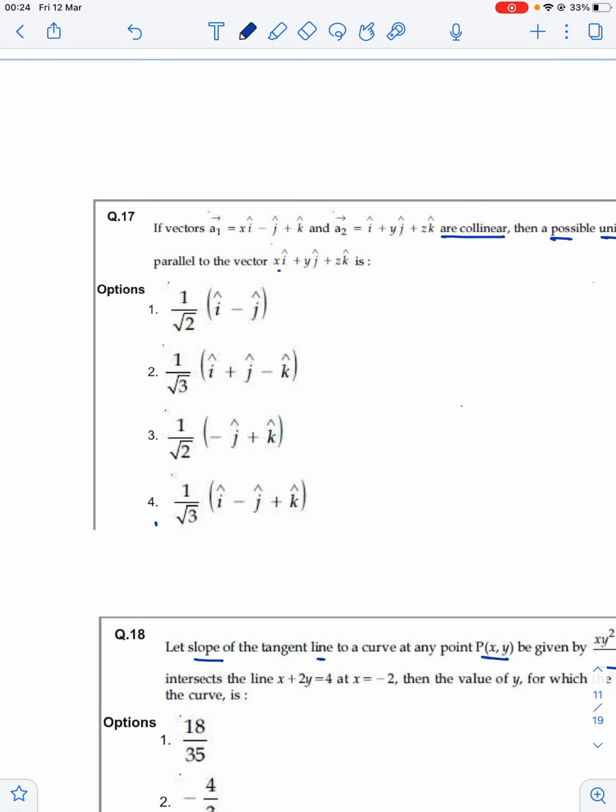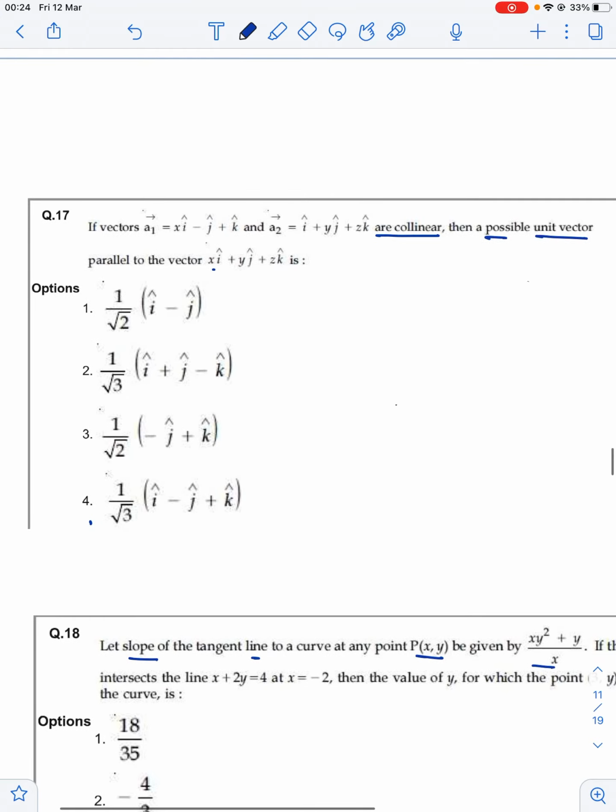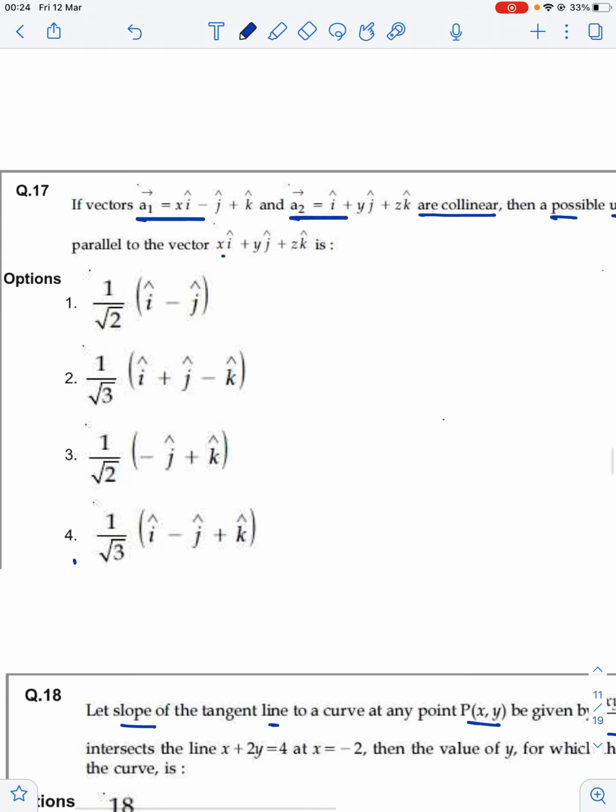Now the question number 17 from vectors. They say these two vectors are collinear, hence a1 vector is lambda times a2 vector, collinear. So then asked: a unit vector parallel to this. So any unit vector parallel to this is xi plus yj plus zk divided by root over x square plus y square plus z square.